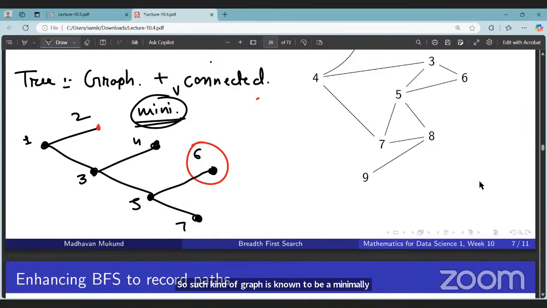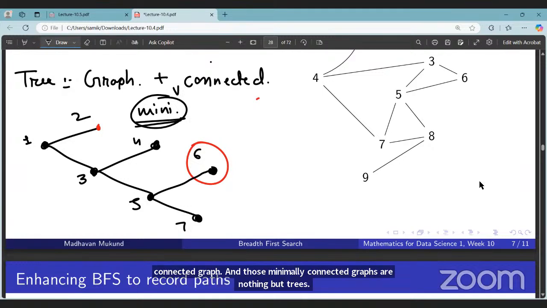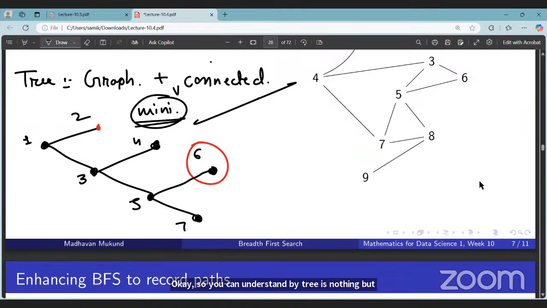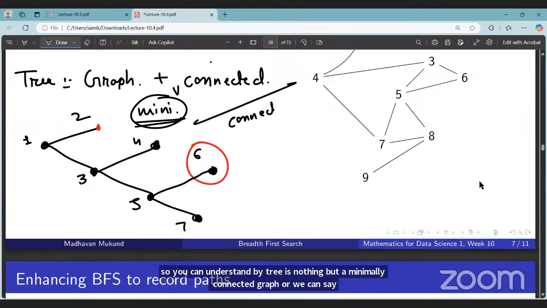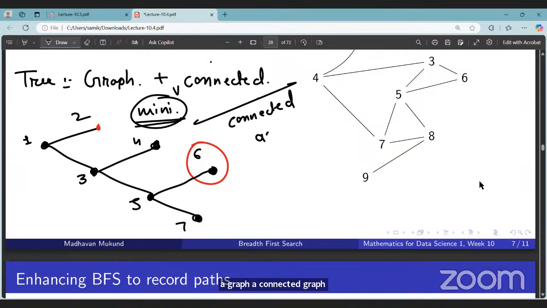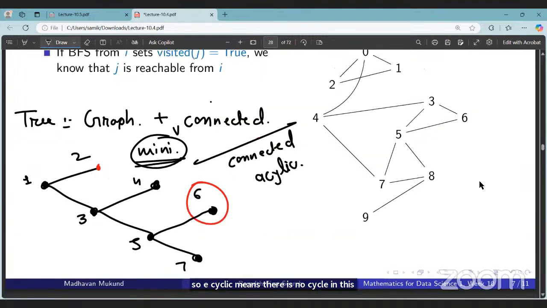So you can understand a tree as nothing but a minimally connected graph, or we can say a connected acyclic graph. Acyclic means there is no cycle in this particular graph. Such a graph is known as a tree.